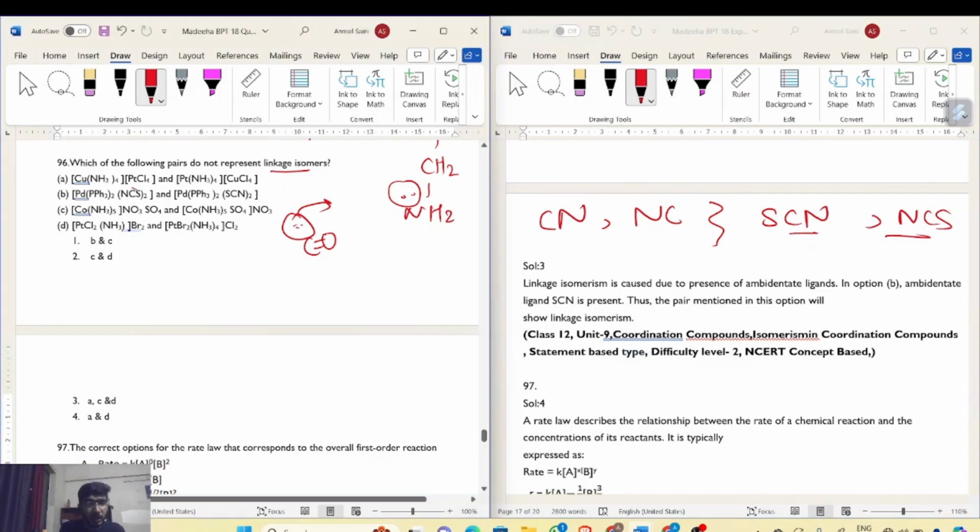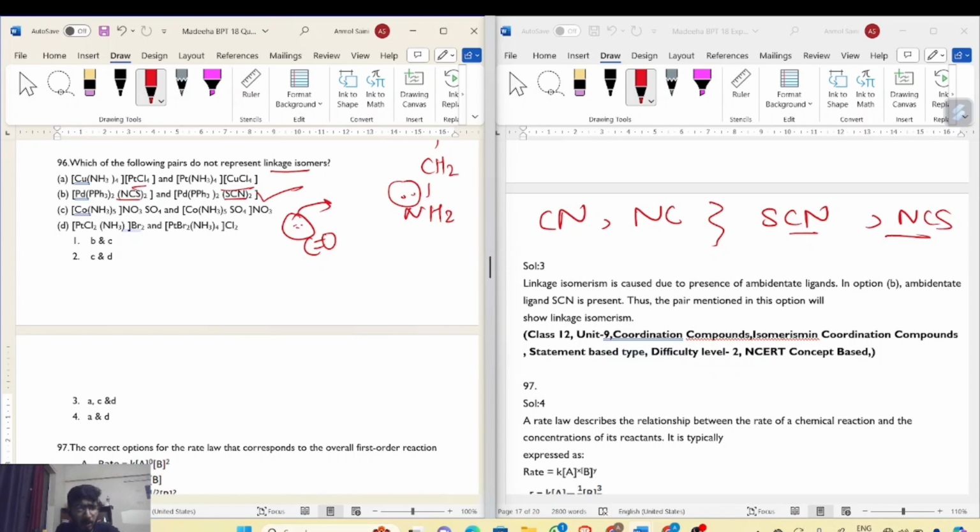CuNH3, then PtCl4 and PtNH3, CuCl. So there is not such things. Now in option number 2, we have PdPH3 and we have NCS group. And another compound we have HCN group. So it can easily show linkage isomer. Similarly, in option number C and option number D, we don't have such type of groups, so they will not show linkage isomer. So it is asking for do not represent. So only B is representing, means A, C and D will not represent. Okay, A, C and D means our correct answer will be option number C.